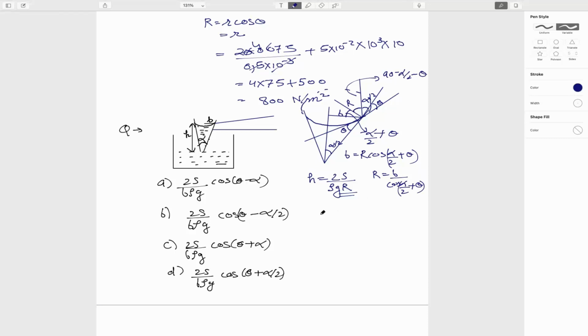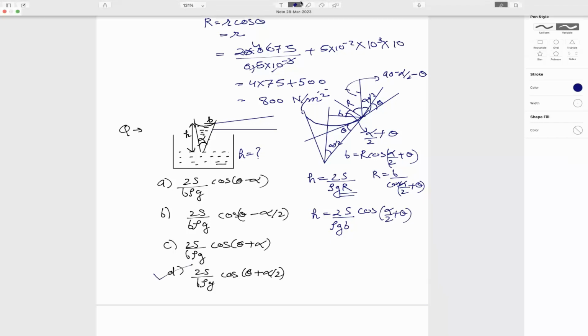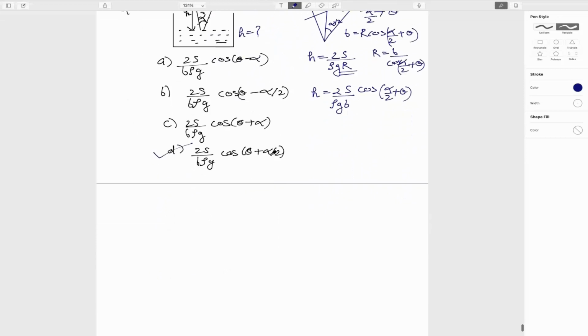So H comes out to be 2S. Here we need to find H. So 2S by rho G B divided by cos of alpha by 2 plus theta. So the correct option is this. I have some more time.